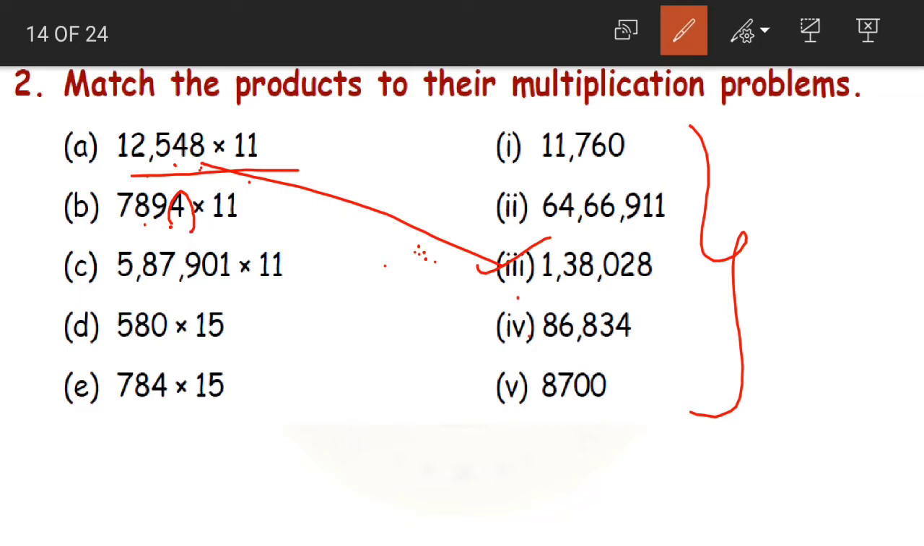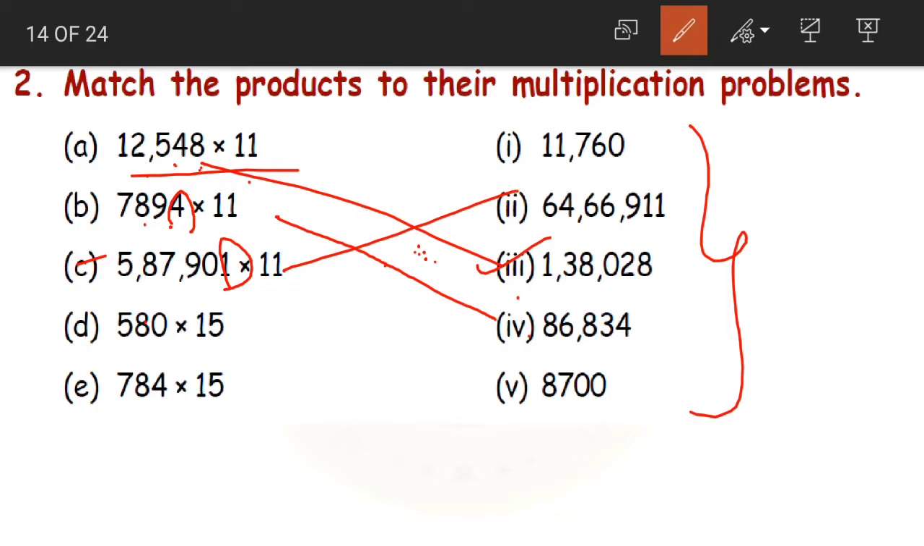Now which is it? It is option number 4. So the correct answer is option number 4. Yes, children? Now coming to question number C. Here we have 1 in the ones place, so the answer will also have 1 in the units place. That is option number 2. So that is our correct answer.